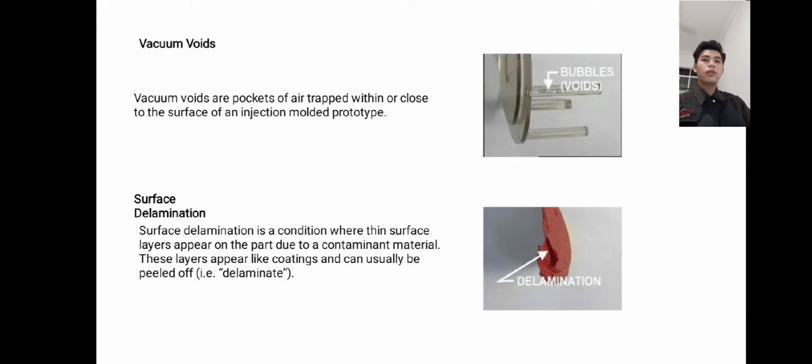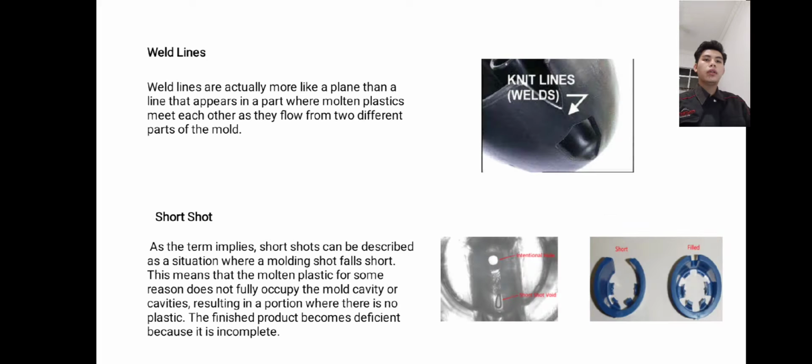After that, vacuum voids. Vacuum voids are pockets of air trapped within or close to the surface of an injection molded prototype. After that, surface delamination. Surface delamination is a condition where thin surface layers appear on the part due to contaminant material. So this layer appears like a coating and can usually be peeled off. After that, the weld line.